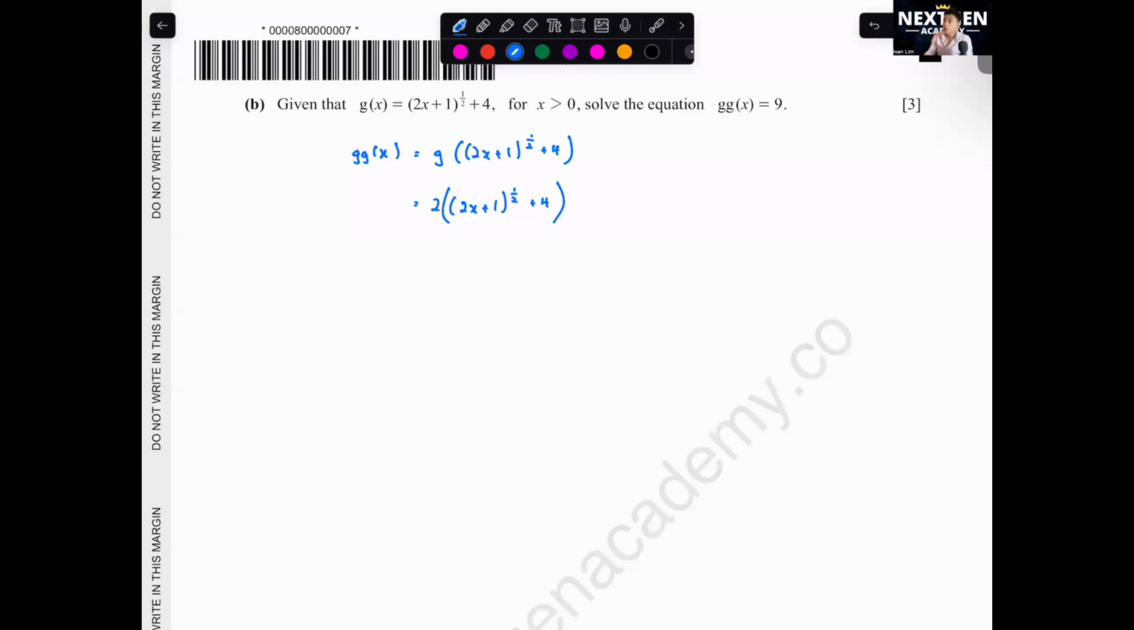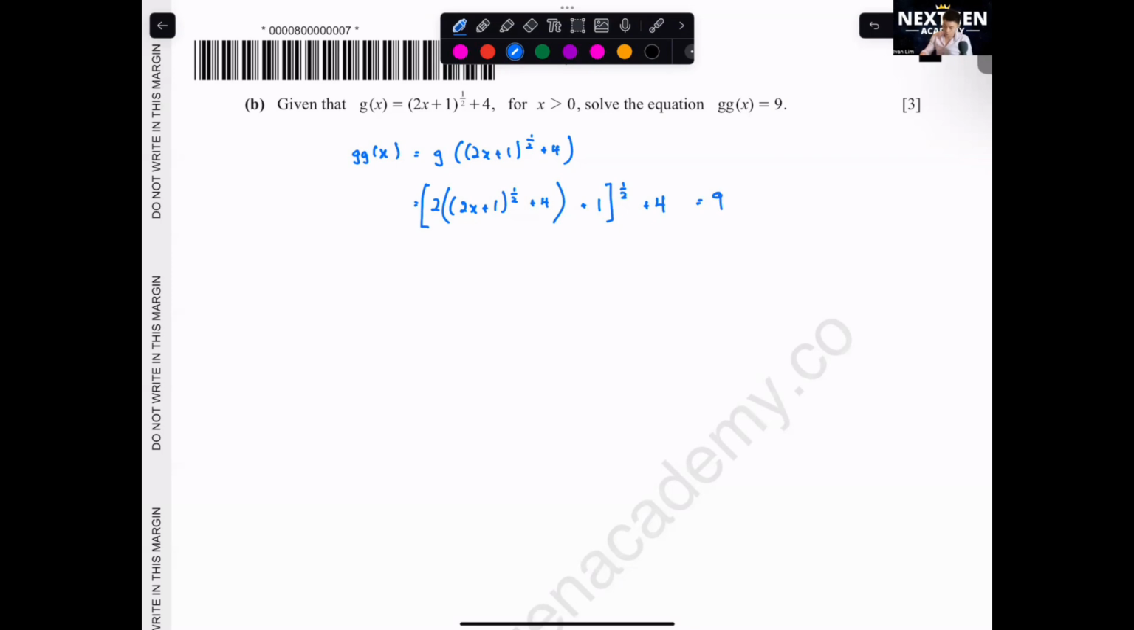So 2 bracket, 2x plus 1, the whole thing to the power of 1 over 2, then plus 4. This one you have to be very careful. I also got confused a little bit. Then we just write straight away, equals 9. Let's solve for this question.